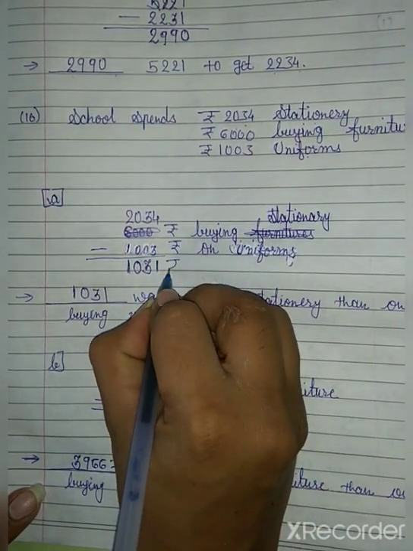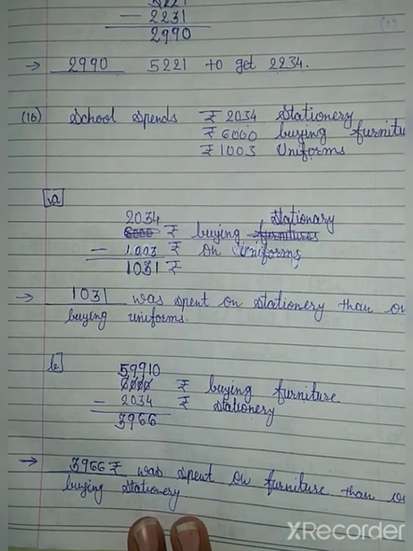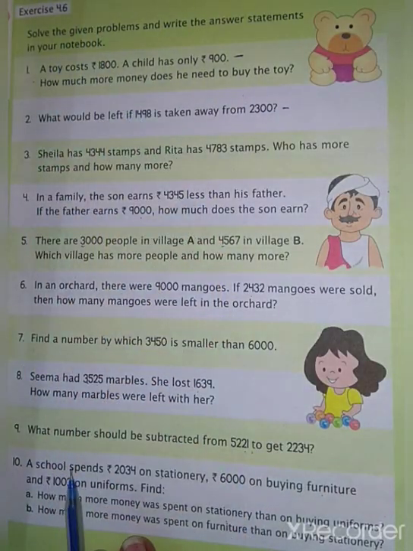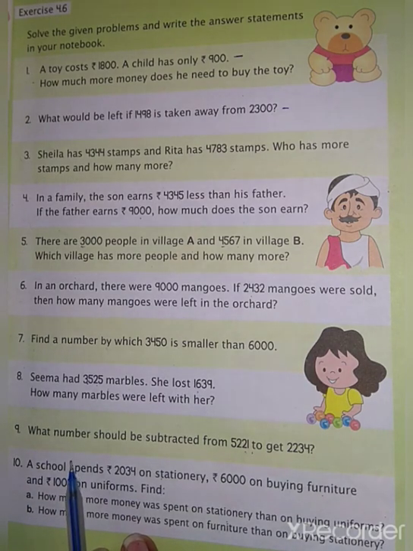I hope you all are clear about these sums. This exercise number 4.6 is finished here. Try to understand it, do it, and afterwards do it in your own way also.